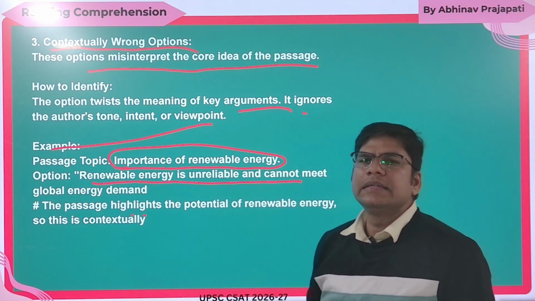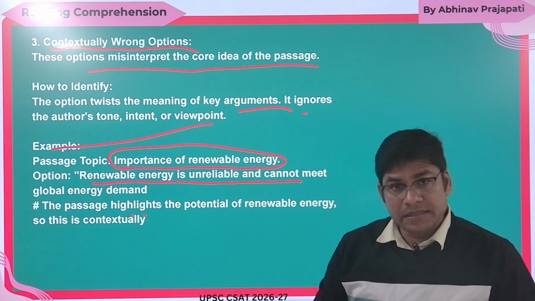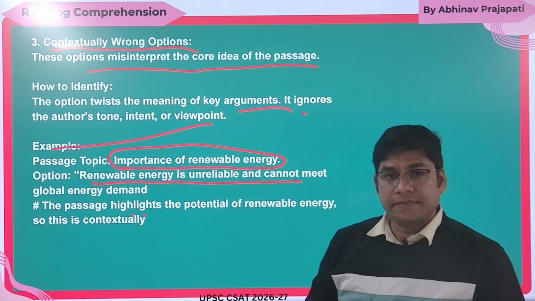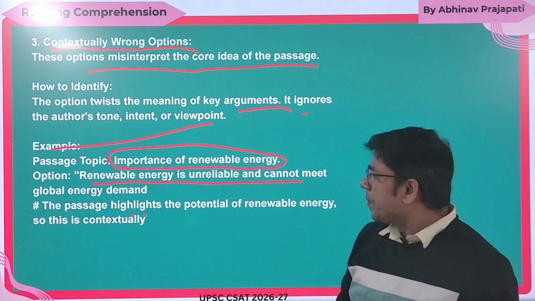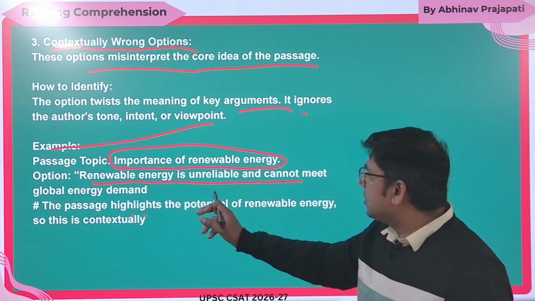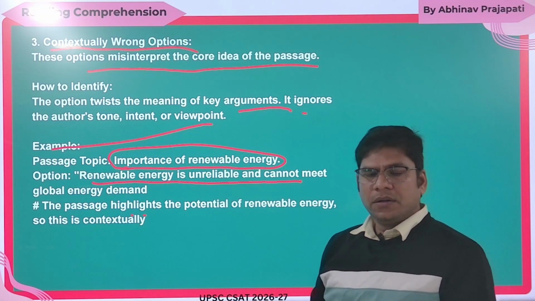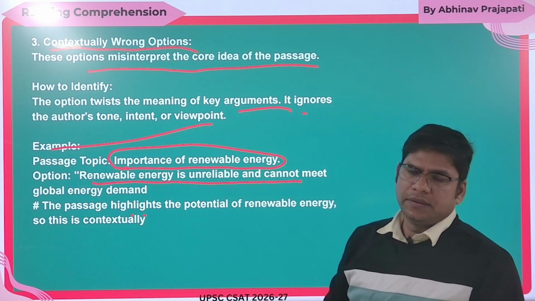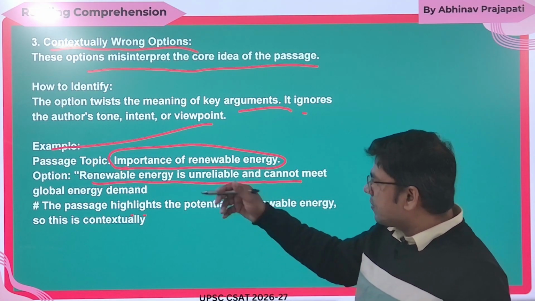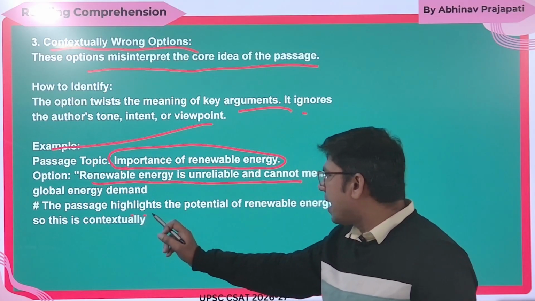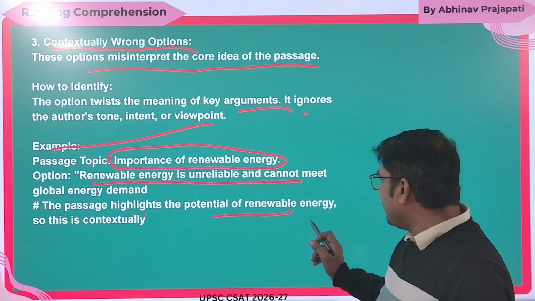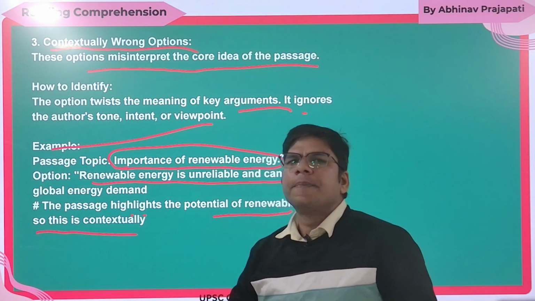Why is the author discussing this? Because renewable energy is reliable and very important. But in the option, renewable energy is unreliable. So this is contradictory to the argument given by the author in the passage. So these types of options we should eliminate. The passage highlights the potential of renewable energy, so this option is contextually wrong.